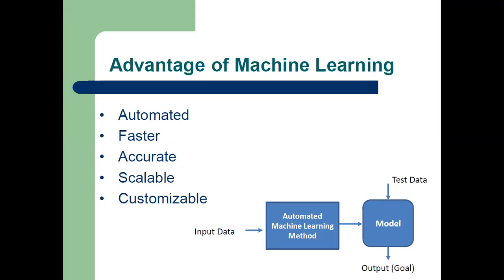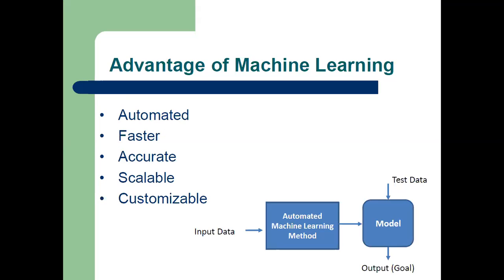The next advantage of machine learning is that the methods are faster, because the time required by a machine learning method to process the input data and to build the model is less than the time required by the programmer to write the program manually to achieve the goal in a complex problem. Additionally, for given test data, the machine learning method produces the result faster. And that's the reason machine learning models are always preferable for solving complex problems over the manual approach.